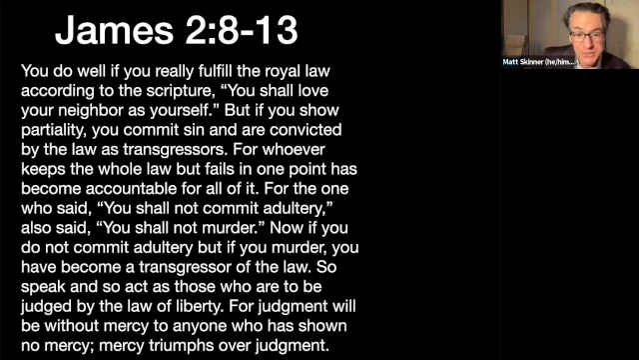So anyway, James goes on. So speak and so act as those who are to be judged by the law of liberty. Imagine yourself as liable to these things. Here he says law of liberty. Above he says royal law. I think he's referring to the same thing, although nobody is quite exactly sure where those terms come from.